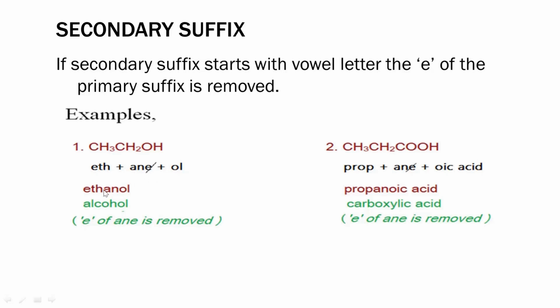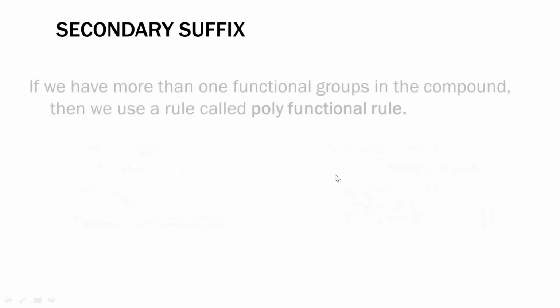That's why the name is ethanol. There is no E present. Okay, E of the ane is removed. Similarly here we have oic acid, and that's why E is removed. So propanoic acid. So that is about the secondary suffix.